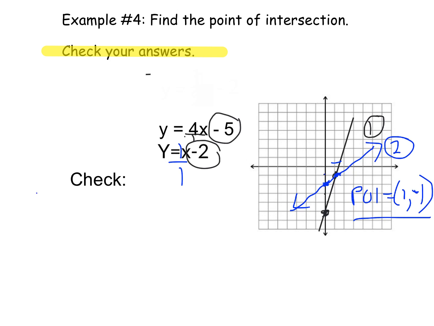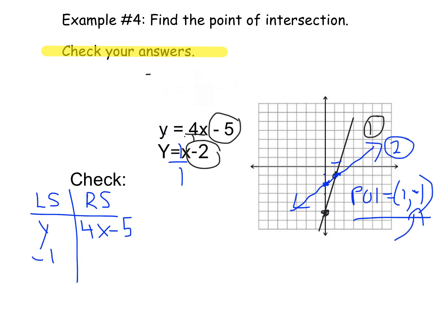So in equation 1, what we're going to do is a left side, right side check. Okay. So our left side is y, and our right side is 4x minus 5. We think y is minus 1, because that's what we got for our y value. And we think x is positive 1, so we're going to put it in place of x there and substitute. So 4 times 1 is 4, minus 5 is -1. The left side equals the right side, so we know that that point is definitely on line 1.